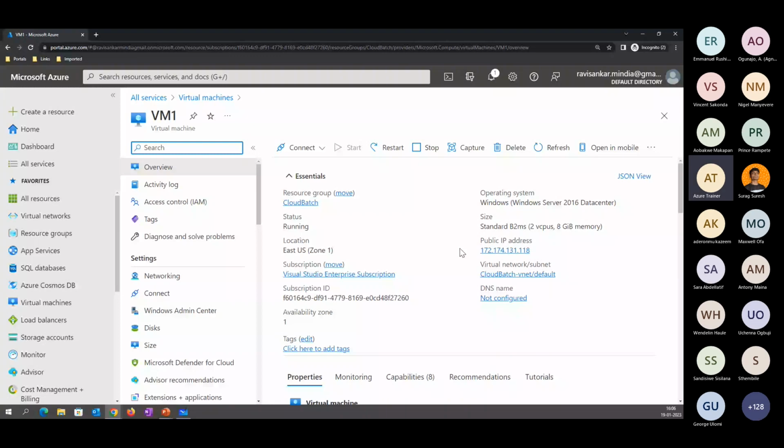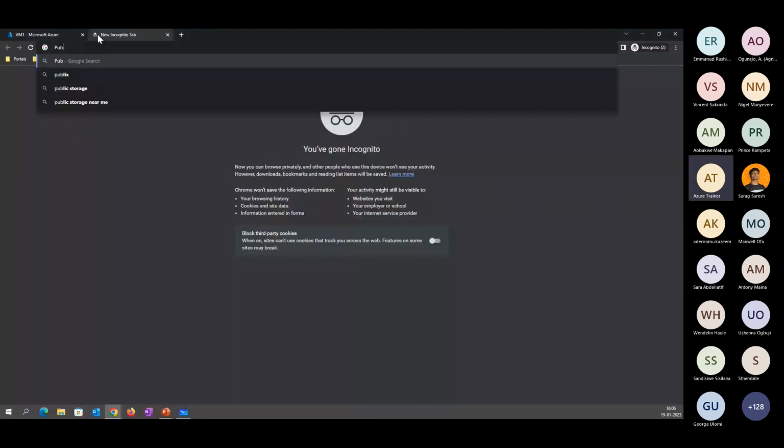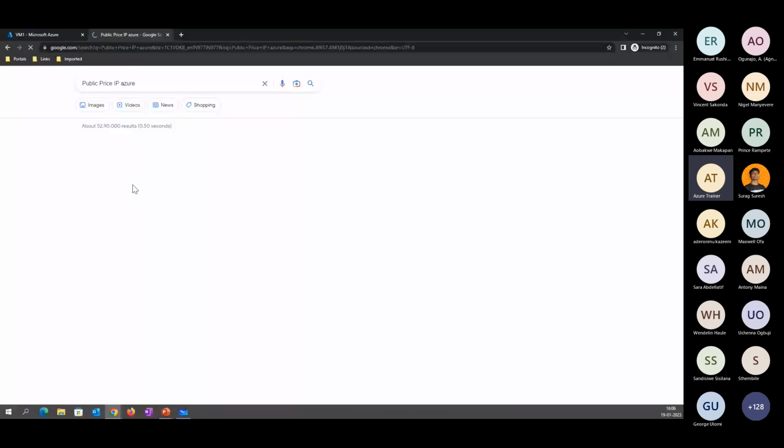A couple of points you need to remember here. By default, if you have not selected the public IP address option here, an IP address is still assigned to your VM. In a normal organization scenario, we understood each public IP address has a cost. If you go to an internet page and search for Azure public IP address pricing, you may see there is pricing involved for your public IP address.